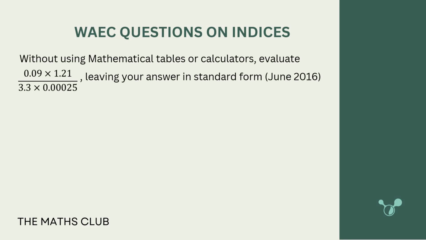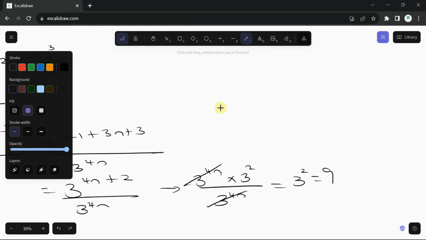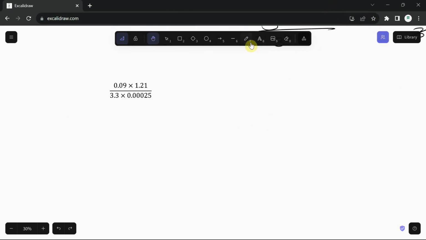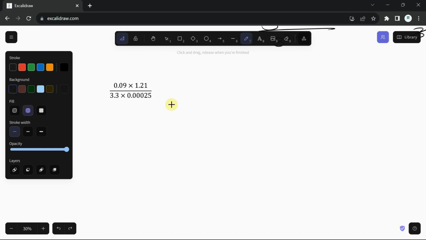Now this question says that without using mathematical table or calculators, evaluate 0.09 times 1.21 all over 3.3 times 0.00025, and leave your answer in standard form. You see this type of question in the theory of WAEC. So let's go. The first thing is to express all of this in terms of standard form. So this will be 9 times 10 raised to the power of minus 2, times 1.21.